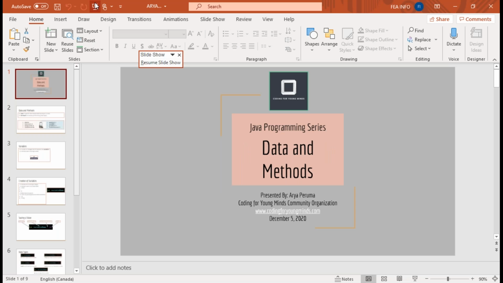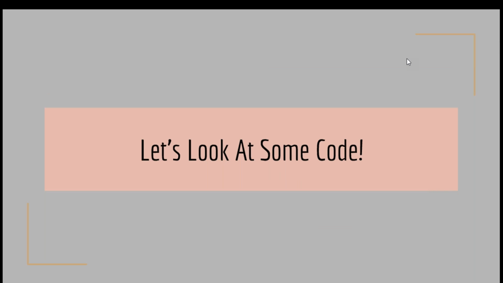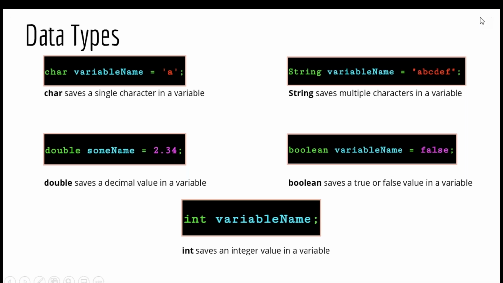So we have these ones over here: char, string, double, boolean, and int, which are the data types we did discuss today. Let's go through these one by one and implement them in code.